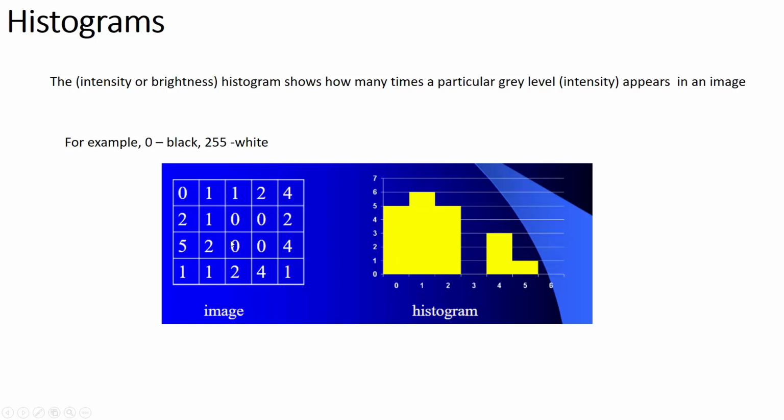Now intensity 1 is occurring 6 times, so on the y-axis it is 6. Similarly for 2, 3, 4, 5, 6 and 7. As you can see here, there is no 3 present in this image. So the number of occurrences of 3 in the image is 0. So this plot is a histogram plot. The histogram provides more insight about image contrast and brightness.